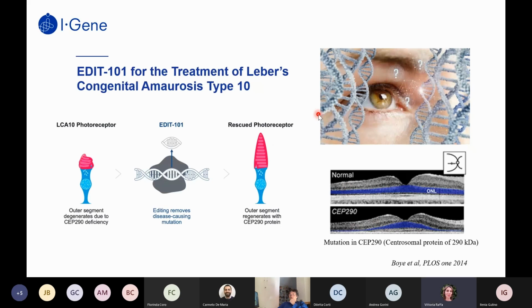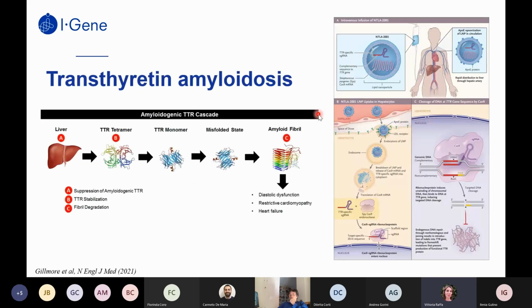There is, to the best of my knowledge, just one trial that tests the in vivo paradigm. So this trial is this one, and this comes thanks to advances in the field of nanotechnology, thanks to the nanomedicine approach. I will explain it to you in a while. So which is the pathology? The pathology is another very severe pathology, transthyretin amyloidosis.